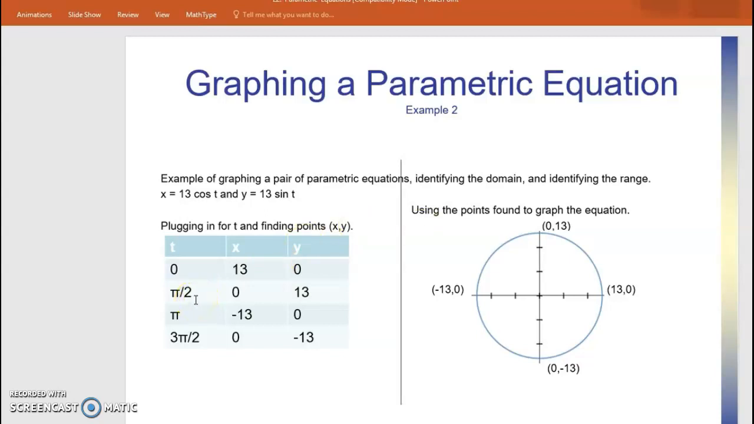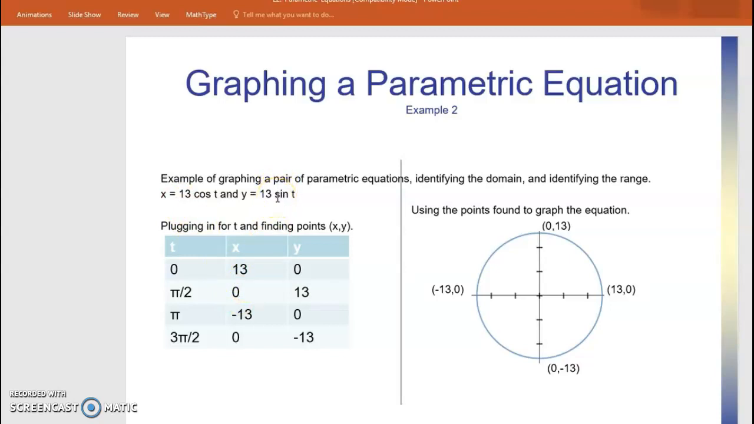Using pi by 2, which is of course the same as 90 degrees, as an example to discuss. If we plug in pi by 2 in the equation for x, the cosine of pi by 2 is 0, and 0 times 13 is 0, so the x value is 0.